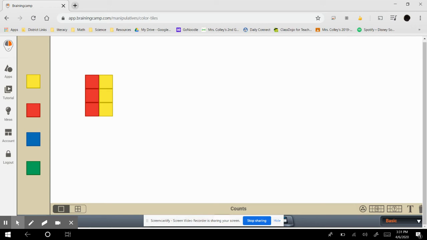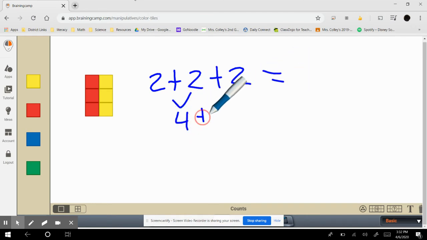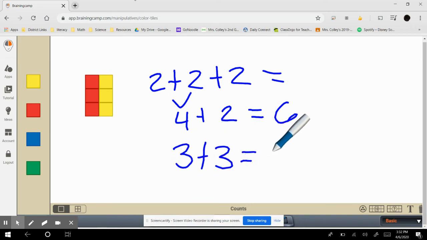So let's see what our sentences would be like for that. Grab my pen. I could say, how many are in each row? There are 2 in each row and there are 3 rows. So I would say 2 plus 2 plus 2. Well, I know 2 and 2 is 4 plus 2 equals 6. My other sentence would be that there are 3 in each column and there are 2 columns. So I would say 3 plus 3 equals 6.